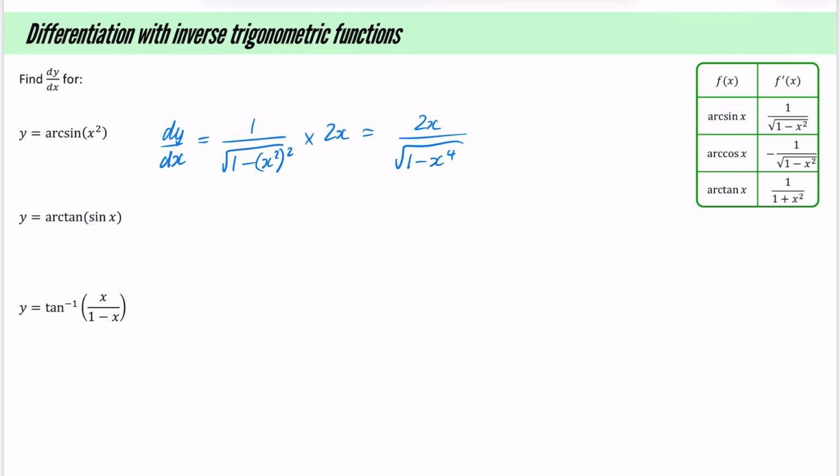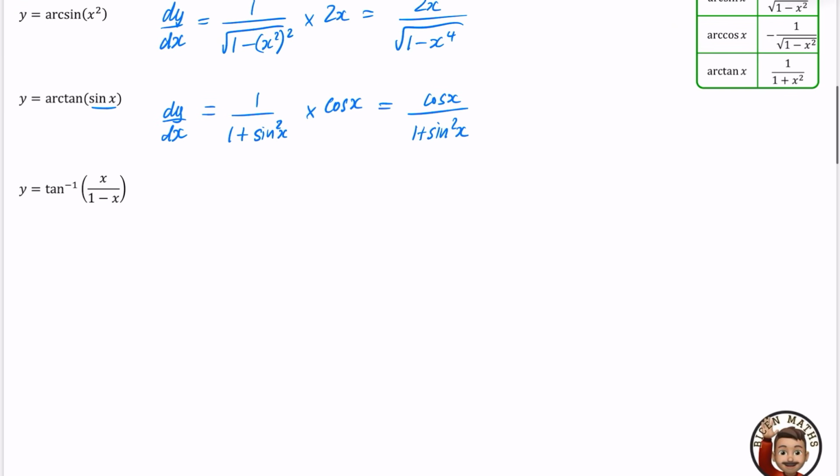The second one, we have a strange looking function: arctan of sine x. So again, it's going to be a chain rule. It's going to go to this form, but instead of an x, there will be a sine x. And we have to multiply by the derivative of sine x as well. So that's 1 over 1 plus sine squared x, multiplied by the derivative of sine x, which is cos x. So it is just cos x over 1 plus sine squared x. When I wrote this, I thought it looked like it should simplify, but it doesn't simplify particularly neatly. If it was a 1 minus sine squared, it would be a completely different thing.